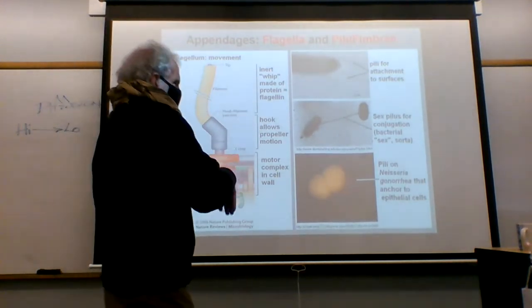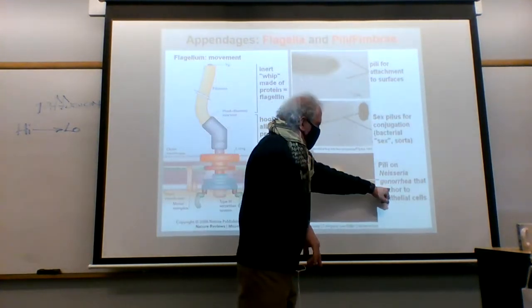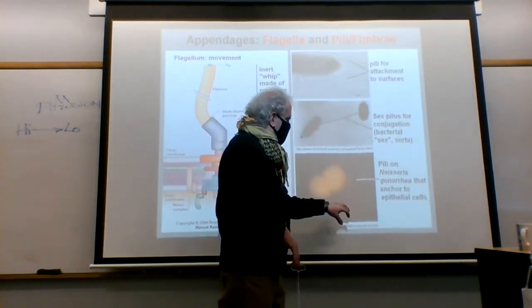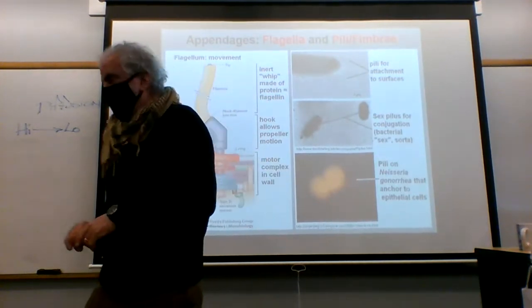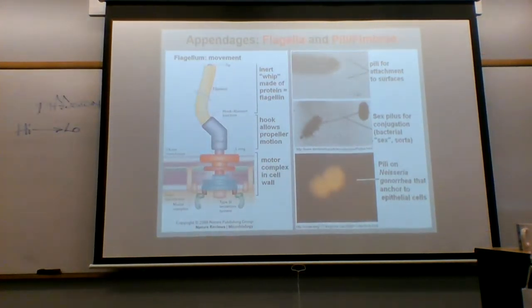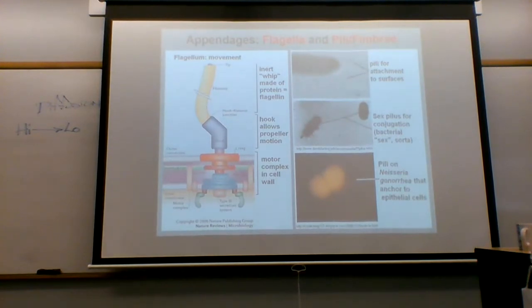Let's see, pili on the bacteria that cause gonorrhea anchor the bacterium to the epithelial cells. So a lot of these different kinds of structures have evolved to allow bacteria to move about, to keep them adhered to the surface, different kinds of things. All right.